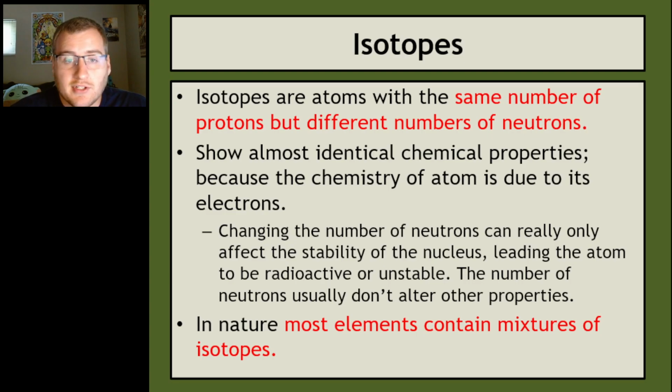The number of protons isn't changing, so you still have sodium. Changing the number of neutrons can really only affect the stability of the nucleus, leading the atom to be radioactive or unstable. The number of neutrons usually doesn't alter other properties. There are some examples of ones that do with very, very small atoms sometimes. You might have heard of something called heavy water.